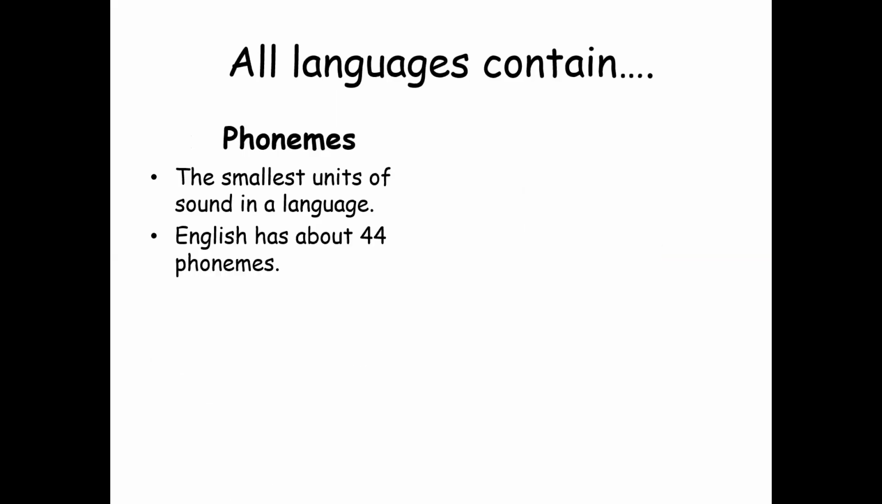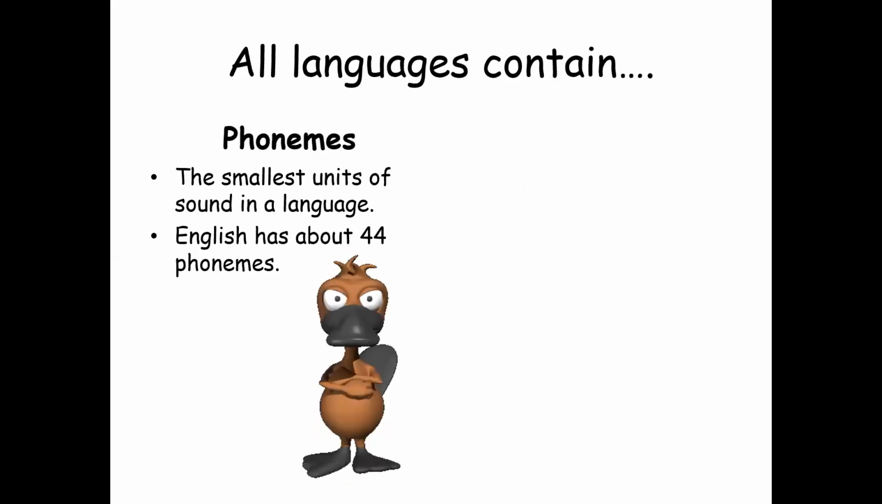So when we look at languages, we can start out with phonemes and morphemes. And so phonemes are the smallest unit of sound in a language. Sound is the key word here. It is the smallest sound that we can make. It does not mean the sound has actual meaning.